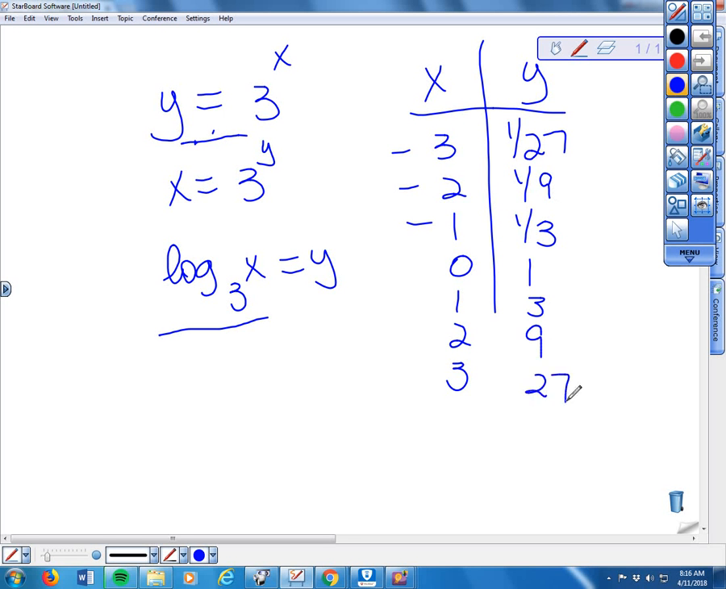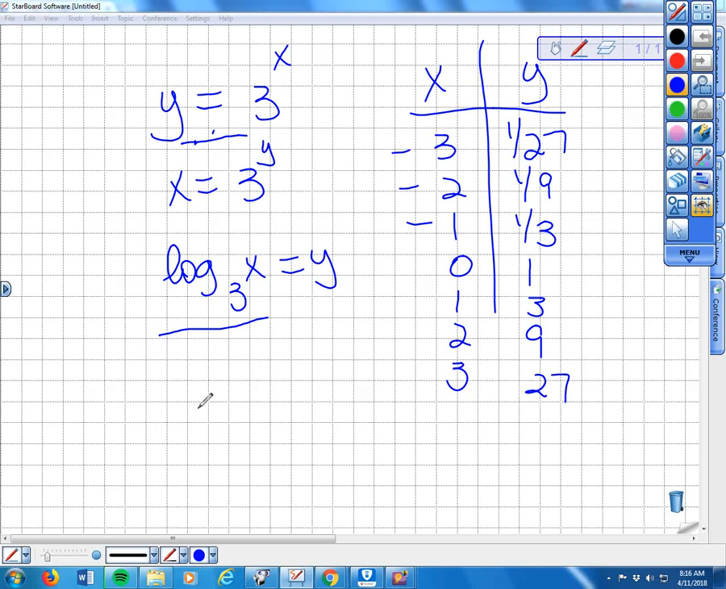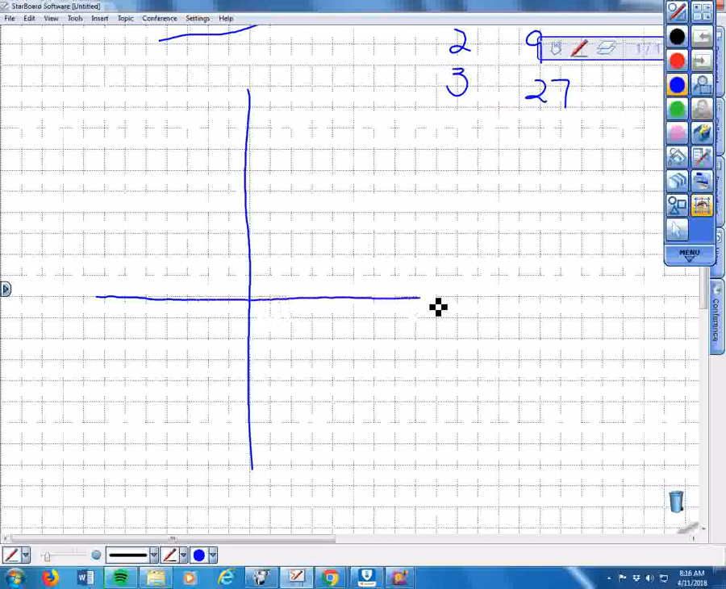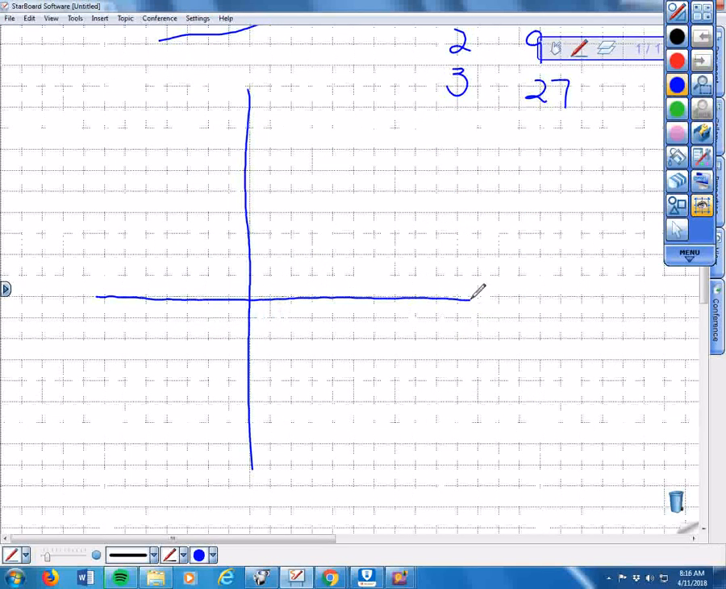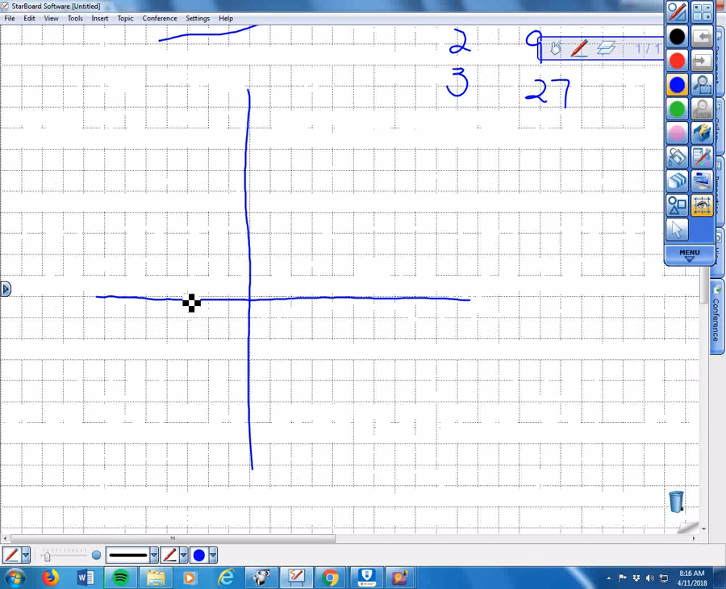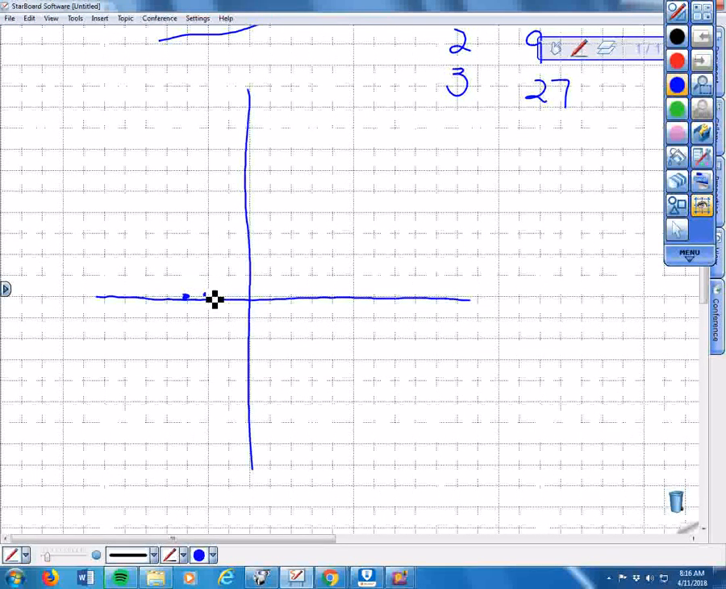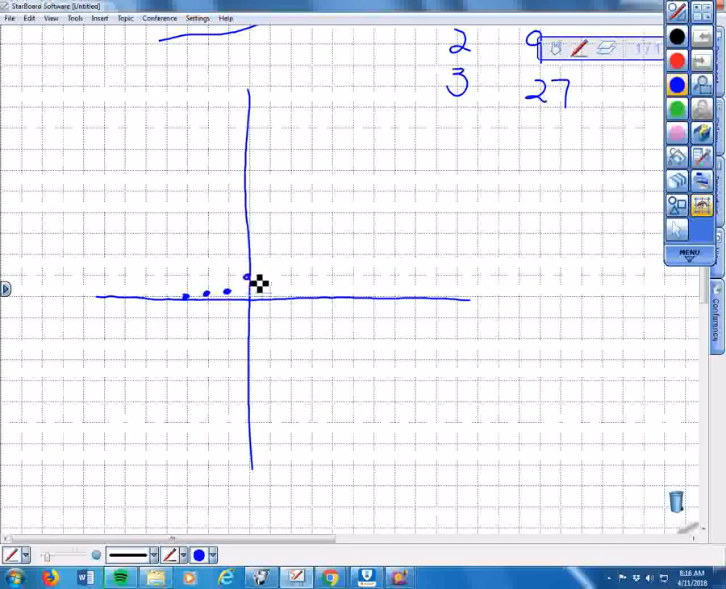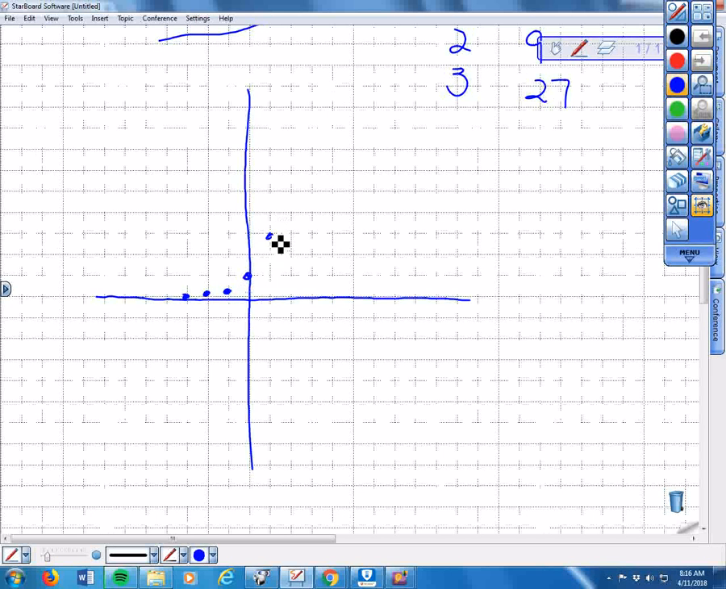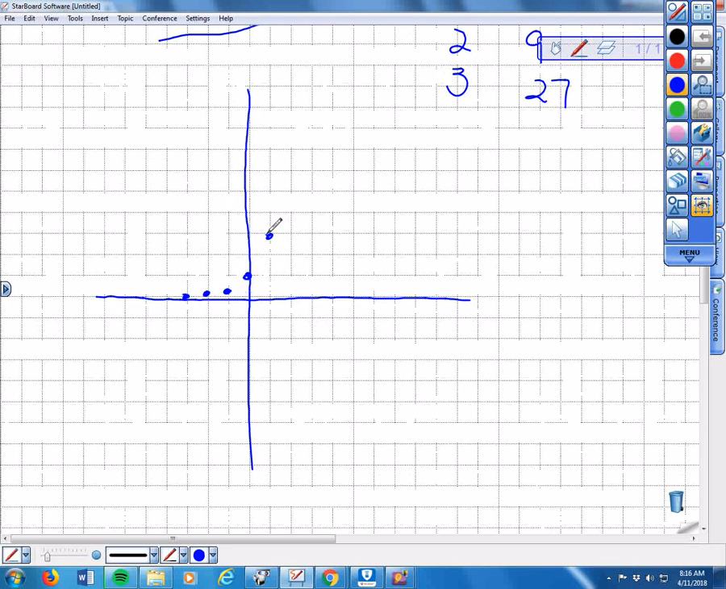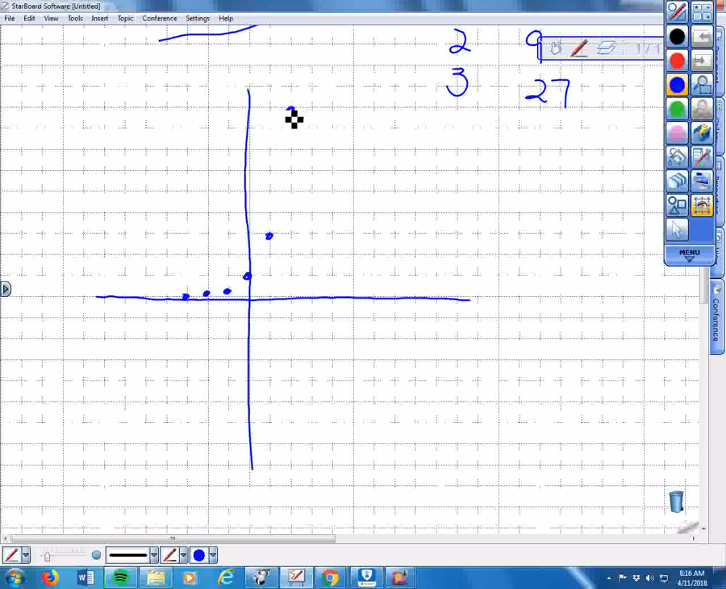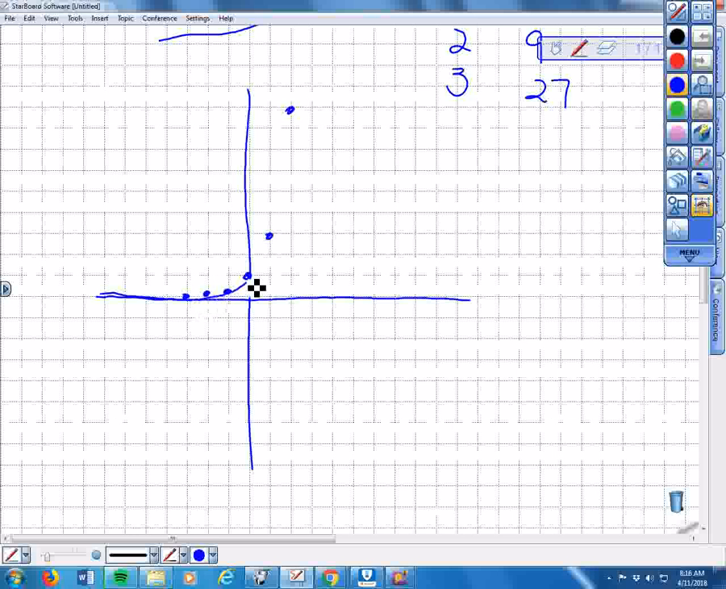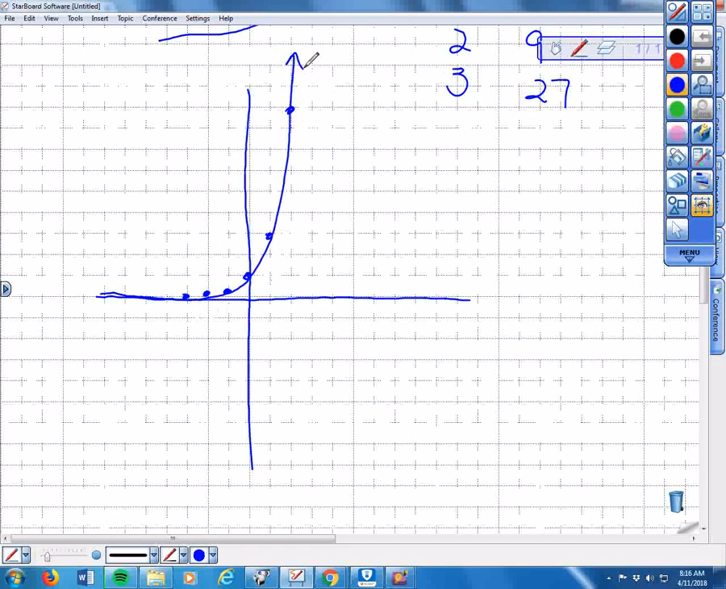Okay, so I can use these points to graph the 3 to the x function. So negative 3 was really small. Negative 2 was 1/9, still pretty small. Negative 1 was 1/3. Then I went to 1. 1 was 3. 2 was 9. And I'm not going to be able to get 27. But you get the overall idea here, right? So this is the shape of an exponential growth function.